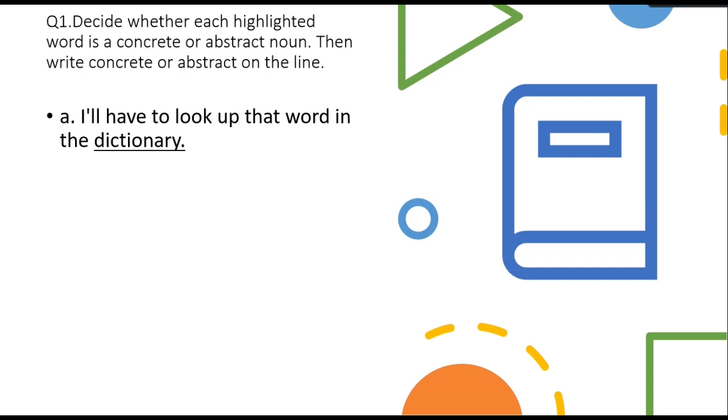Sentence 1. I will have to look up that word in the dictionary. What is the underlined word? Concrete. Why? Because you can see, touch, dictionary. You are using your senses. And when we use our senses to identify something, that is a concrete noun.